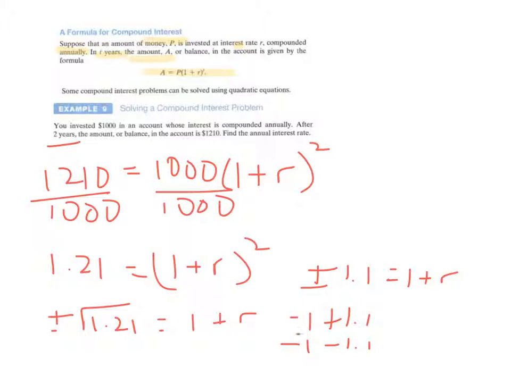Well, obviously this answer is going to be negative, and an interest rate can't be negative, so this one is not an answer. And so when we do the math of this one, we will get 0.1 as our R, or better known as 10%. And so that's our answer to finding the rate.